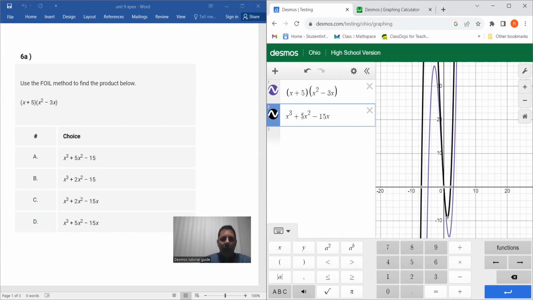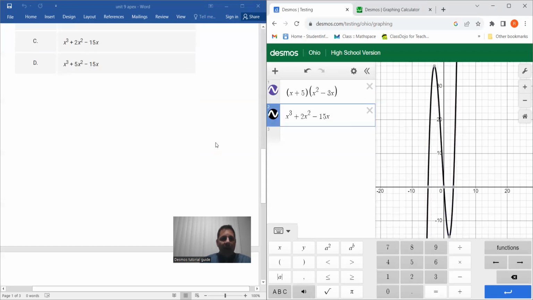So now why don't we switch this for the C choice? We'll switch that to a 2x squared. And lo and behold, there we go. Blue and black are identical. So I know that the choice is C. So you're just putting in what they give you. You're putting in the choices till those graphs overlap.